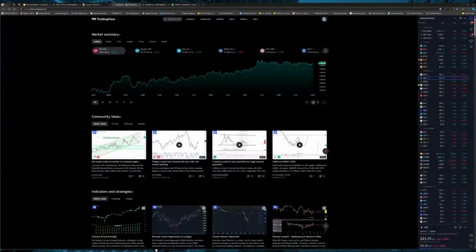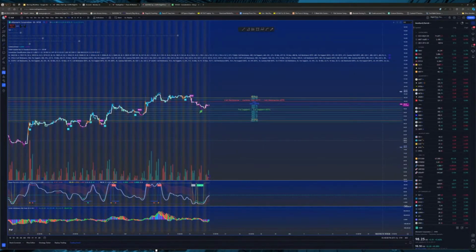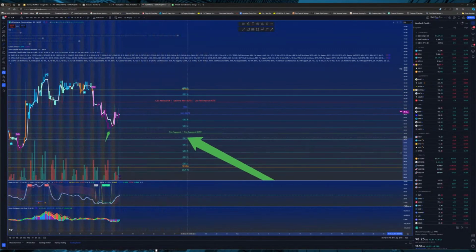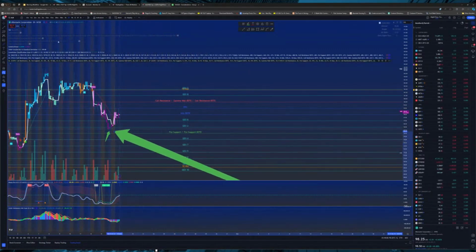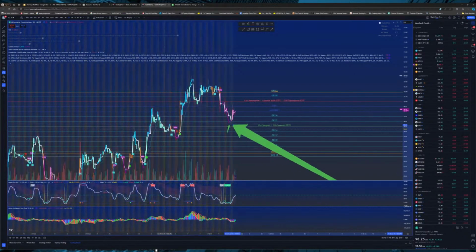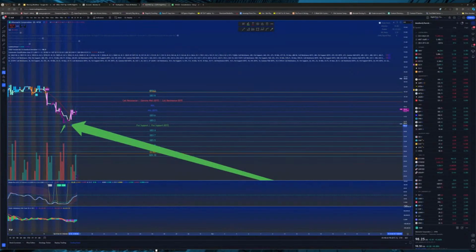We can take a look at that. Actually, yeah, I have that up now. So we can take a little look at ALB. I actually used MenthorQ so that we could take a look at where put support is. See, it corresponds to both put support and put support 0 DTE. And we can see that this report came out yesterday.